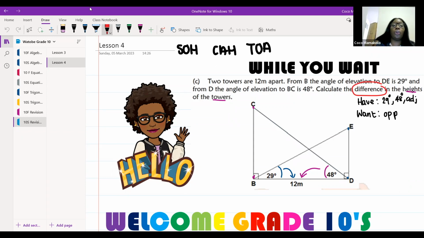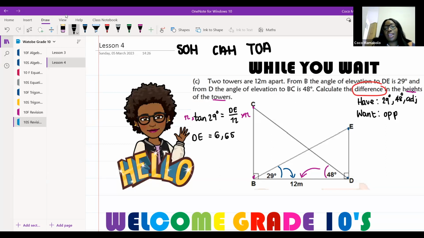All right. I'm going to start in the blue triangle, the one with the 29 degrees. So tan of 29 degrees is equal to my opposite, which in this case is DE, over my adjacent, which is 12. I'm going to multiply both sides by 12. Therefore, DE is going to equal 12 tan 29, which is 6.65.